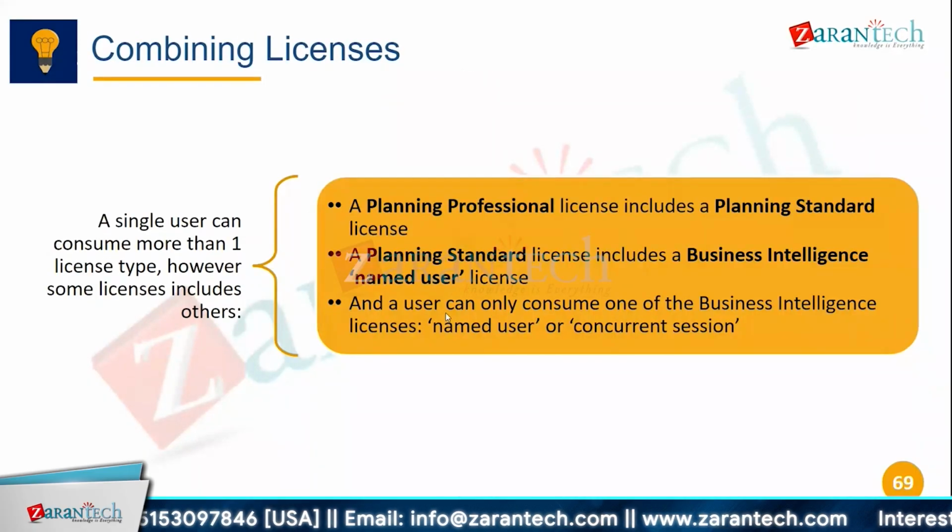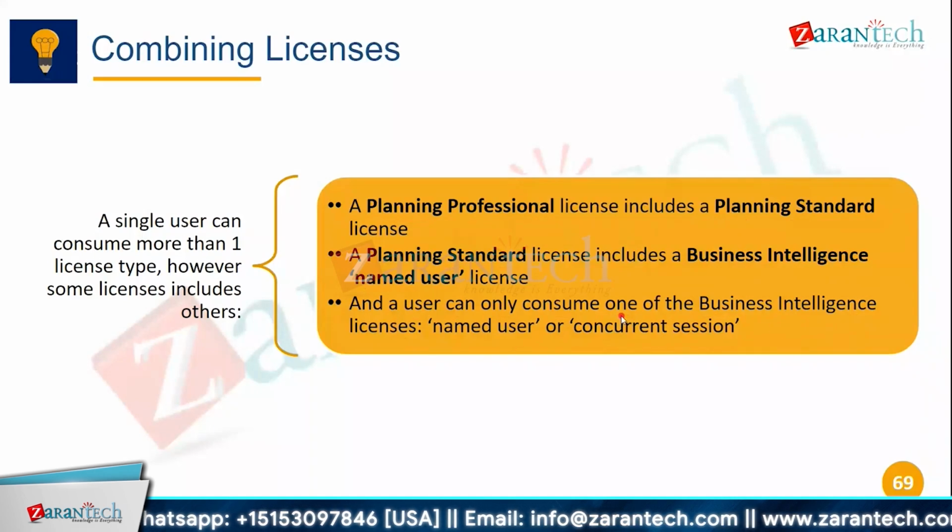Yeah, then there are also some ways where a user can consume multiple licenses. A role can consume only one license, but a user can consume more than one license type. A planning professional license will already have a planning standard license within it, because this is one level above planning standard. That's why it is a superset of planning standard. So planning professional will have planning standard. Then a planning standard license includes a business intelligence named user license. And a user can consume only one business intelligence license, named and concurrent.